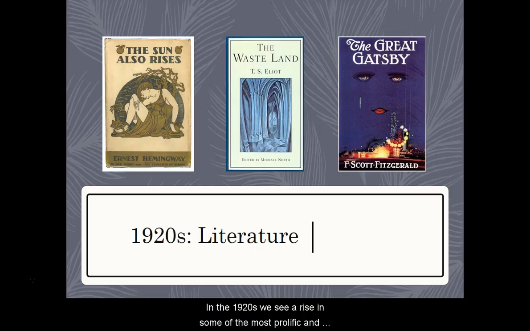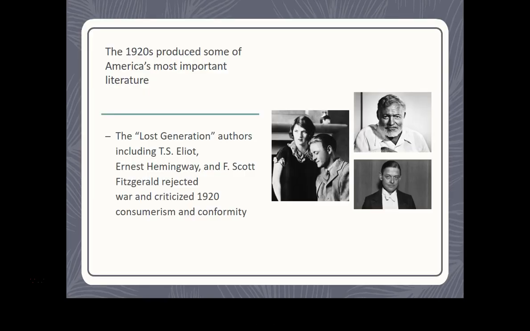In the 1920s, we see a rise in some of the most prolific and important literature that we had seen before. Authors like Ernest Hemingway and T.S. Eliot and F. Scott Fitzgerald really write some very lasting literature, and most important literature of America. And we call these people the Lost Generation.